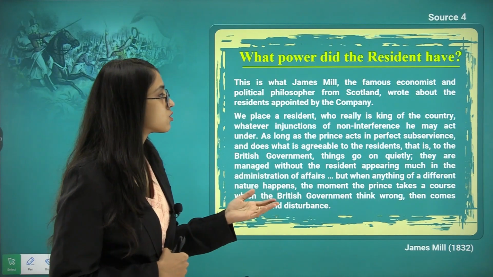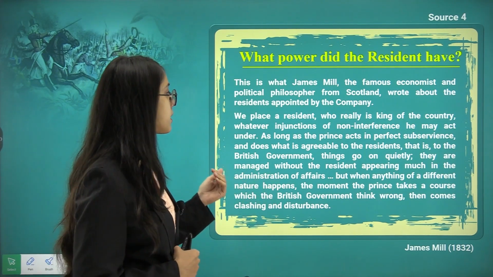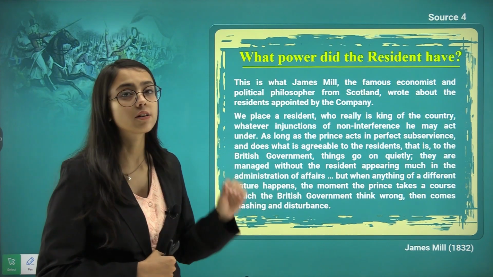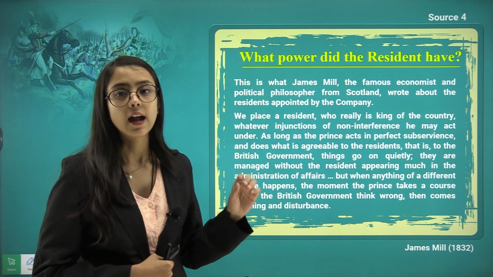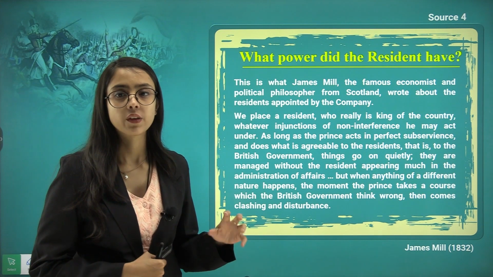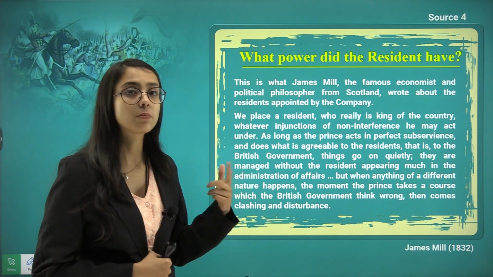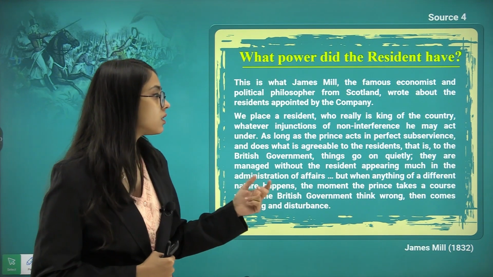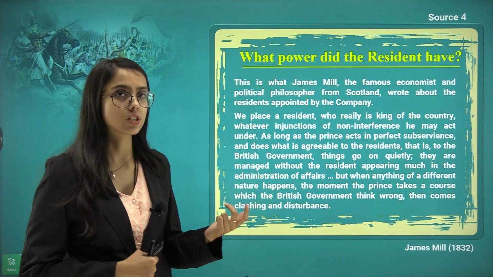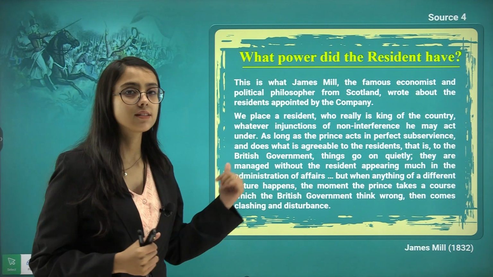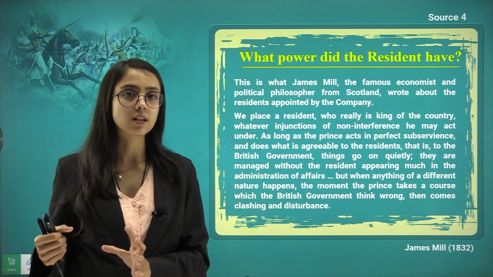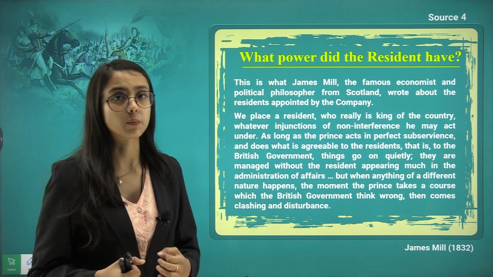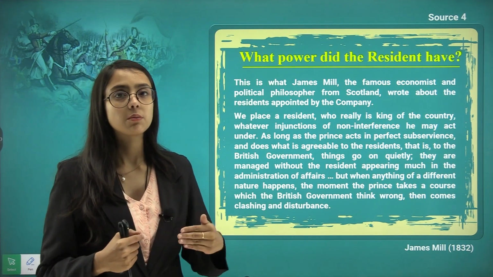Whatever injunctions of non-interference he may say, as long as the prince acts in perfect subservience and does what is agreed to with the resident, that is, the British government, things go on quietly. They are managed without the resident appearing much in the administration of affairs. So what we see here is that till the time the princes and kings were doing what was asked of them and what was expected by the British government, the resident did not come into force.